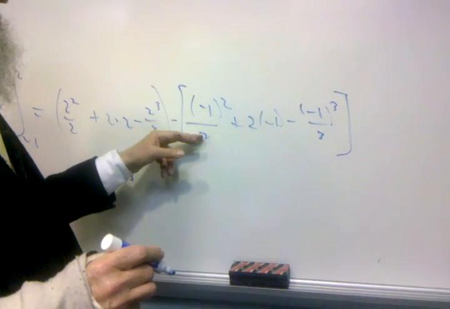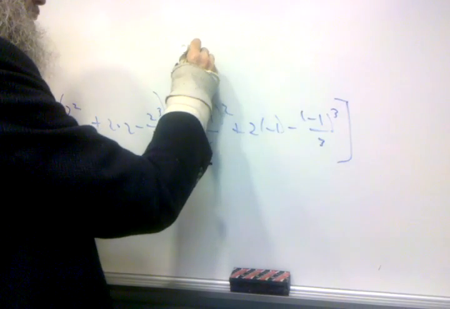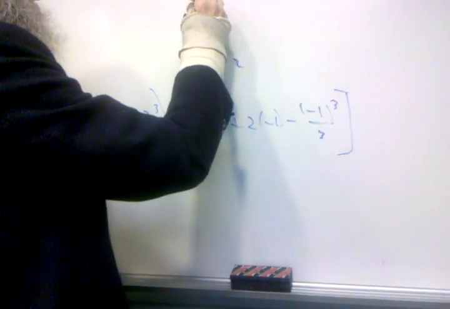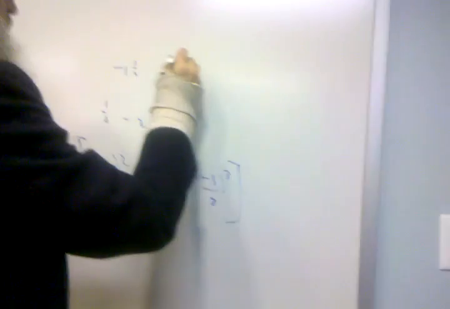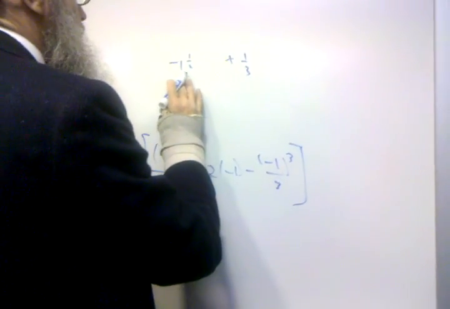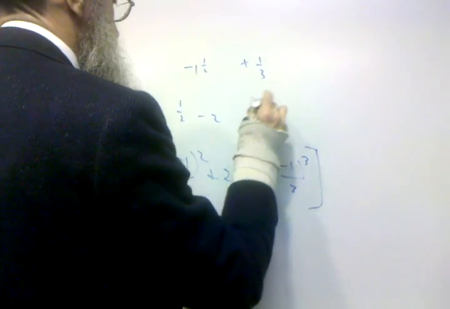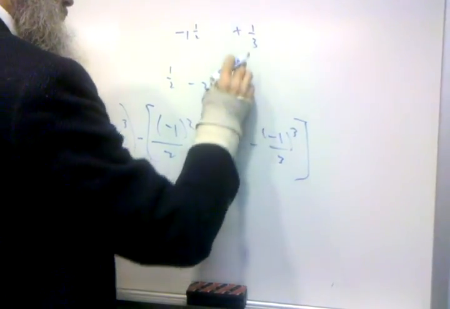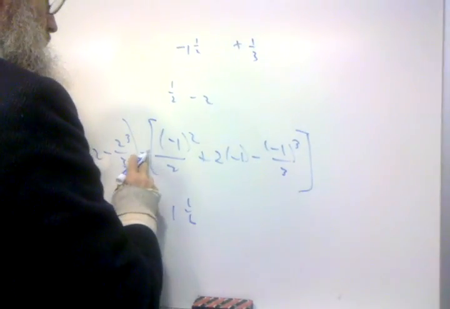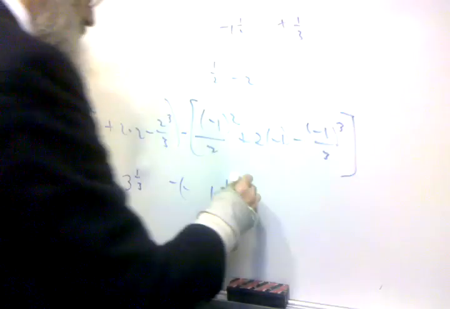This is 1/2, minus 2. So this is a half, this is minus 2. Together that's minus 1 1/2. This is negative 1/3, so this is plus 1/3. So minus 1/2 plus 1/3 is negative 1 1/6. I'm sorry, there's a negative sign in front. This thing is negative 1 1/6, but there's a negative sign in front. This is 3 1/3.